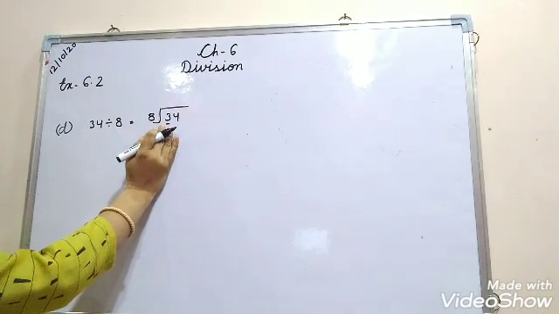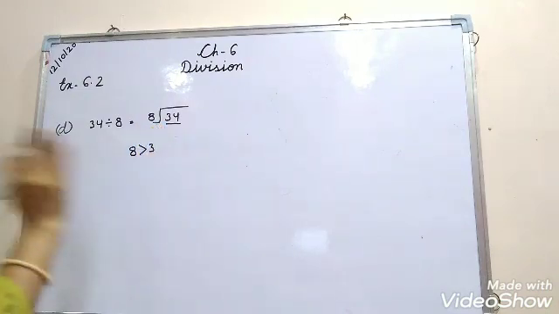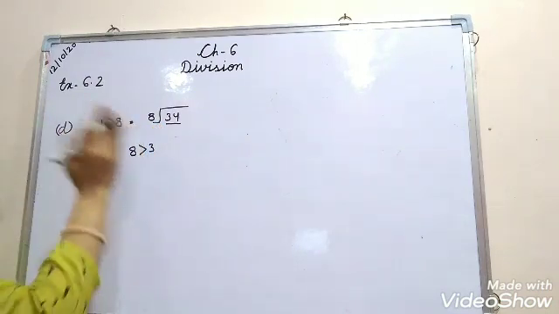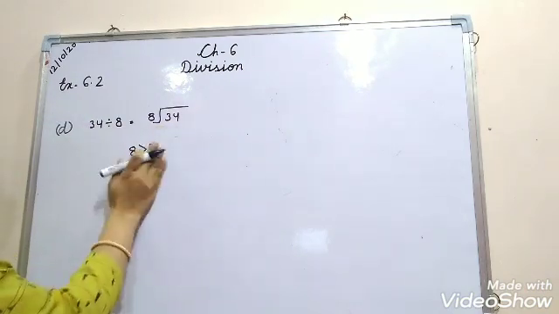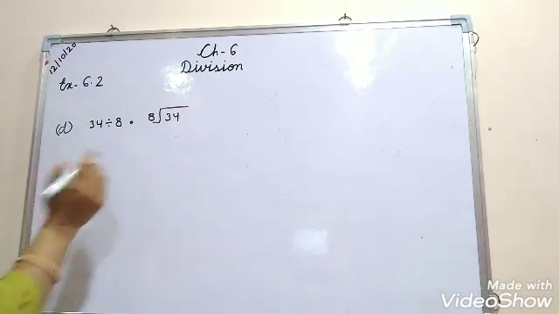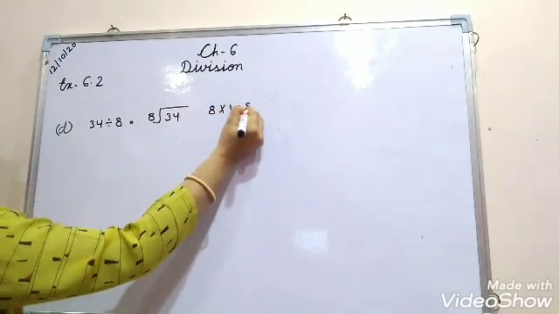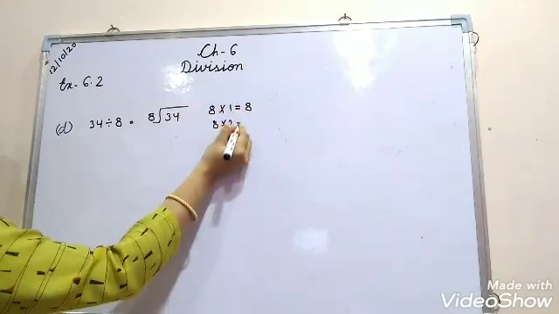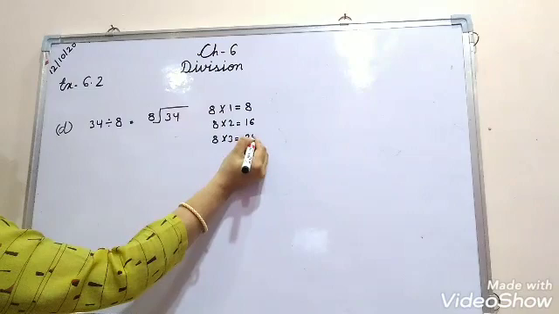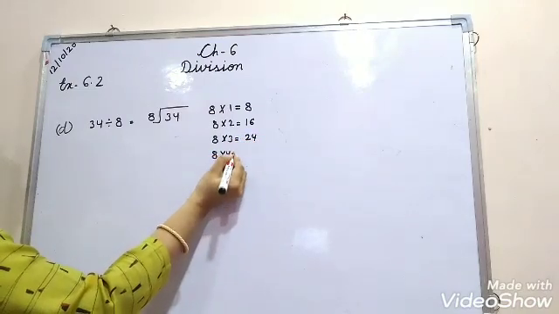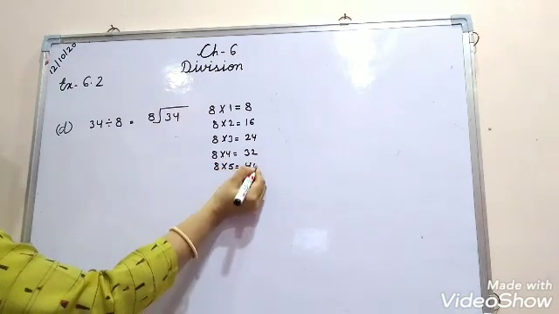So what we will do? We will divide 34 together by 8, because you know that in division you always need the bigger number as dividend. So 34 we divide together. For this we write the table of 8 to find out when it is coming. 8 ones are 8, 8 twos are 16, 8 threes are 24, 8 fours are 32, 8 fives are 40.